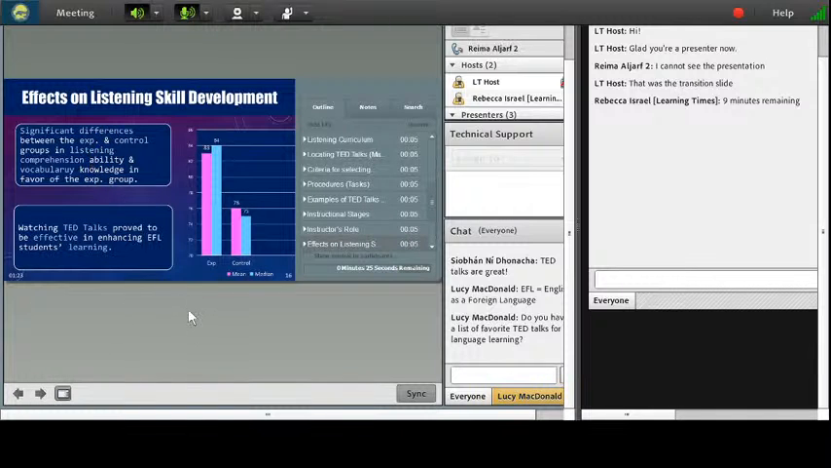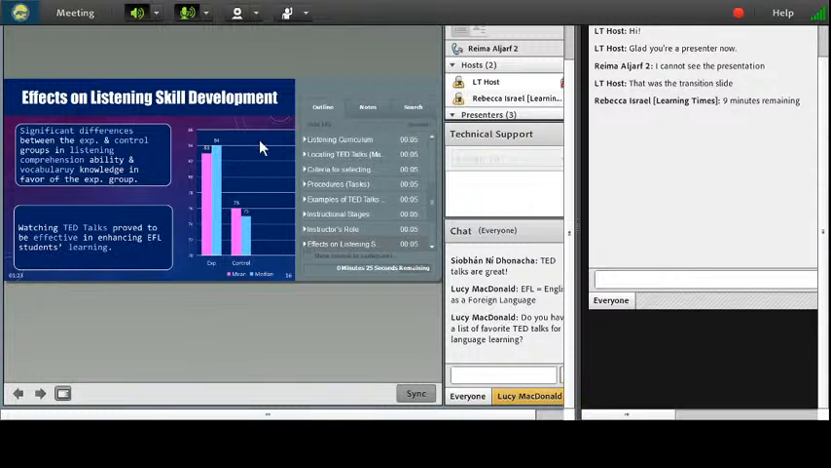Okay. After the treatment, there was a post-test. Both groups took a post-test, and comparison of the students' performance in the control group and experimental group showed significant differences between the experimental and control groups in listening comprehension ability and vocabulary knowledge in favor of the experimental group. This means that watching the TED Talks proved to be effective in enhancing EFL students' learning.